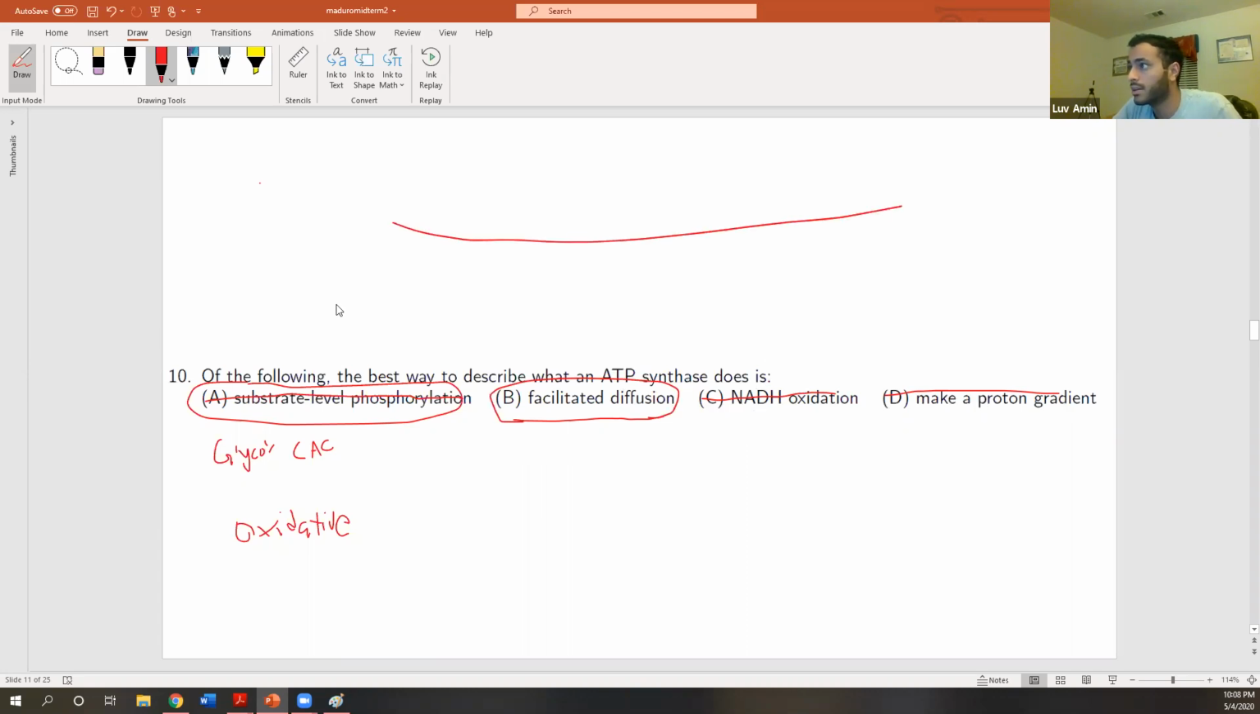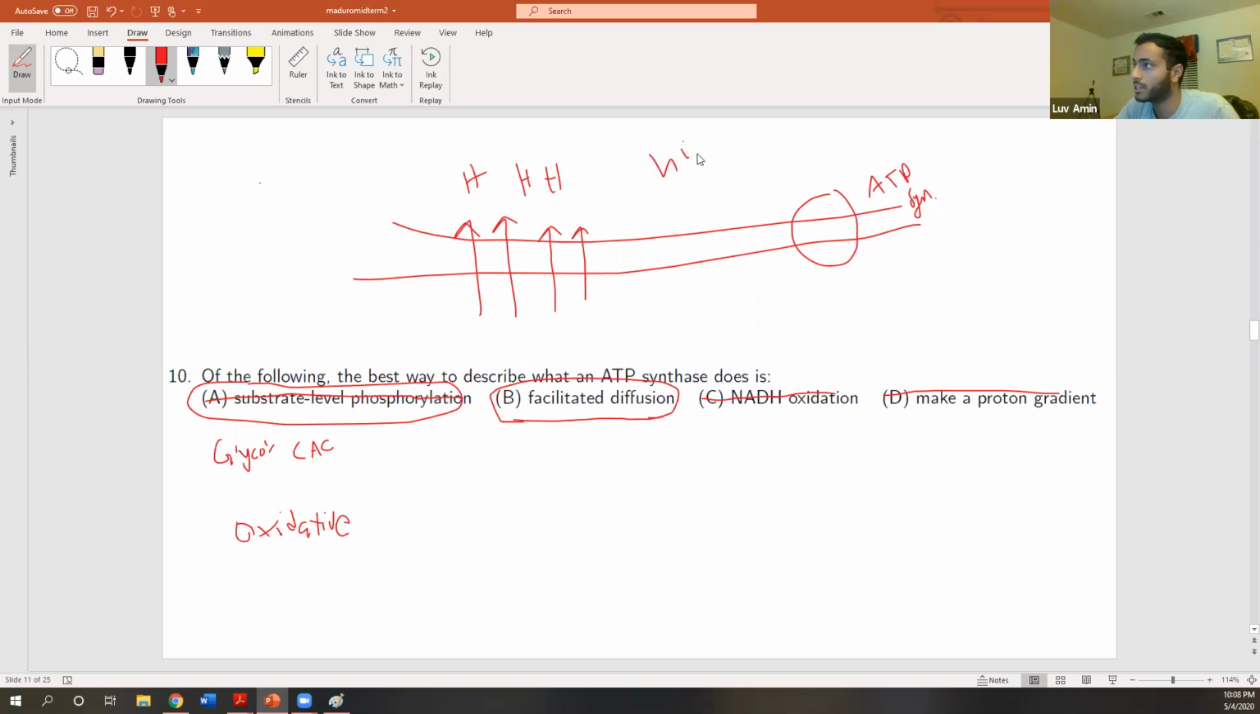Say this is our inner membrane, and this is the intermembrane space, and this is the matrix, right? We have a bunch of protons going out against their gradient through the electron transport chain. So we have a bunch of H's, all right? I'm just going to write a couple of H's here. And over here, we have our ATP synthase. What's happening is we have a high concentration of H in the intermembrane space and a low concentration of H in the matrix.